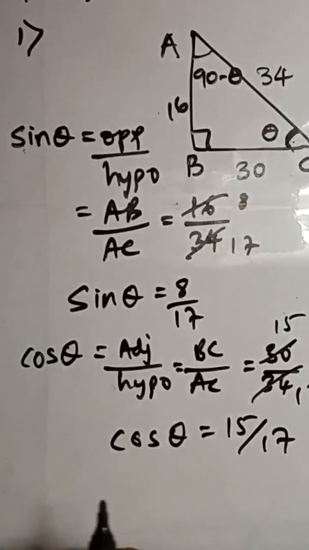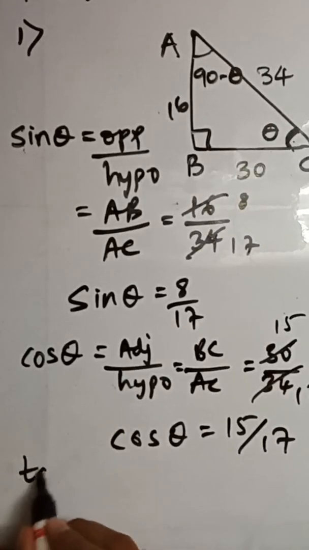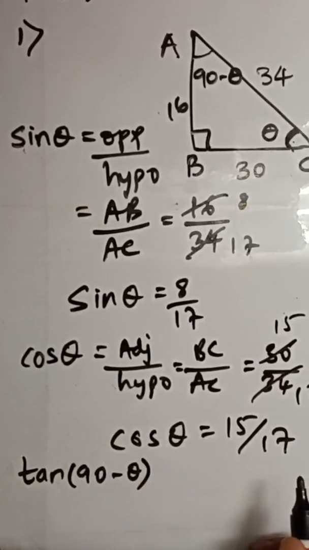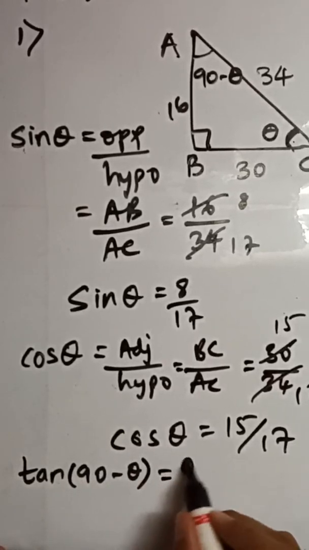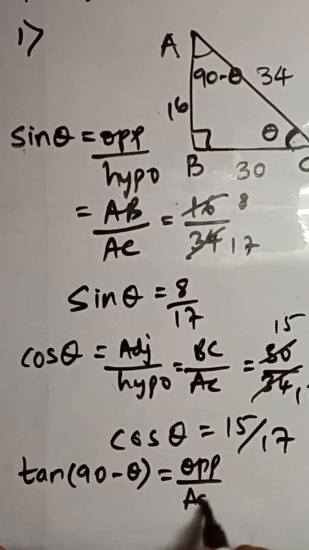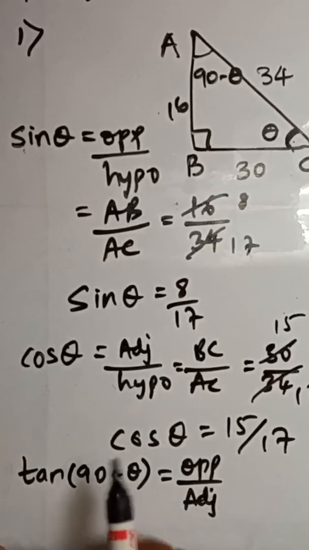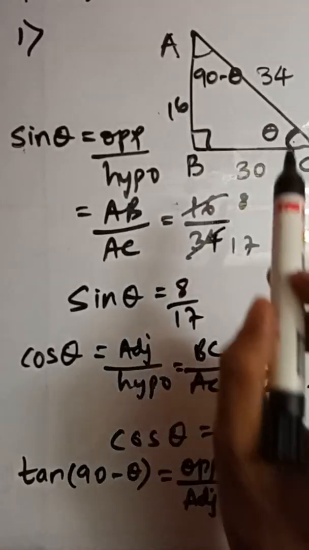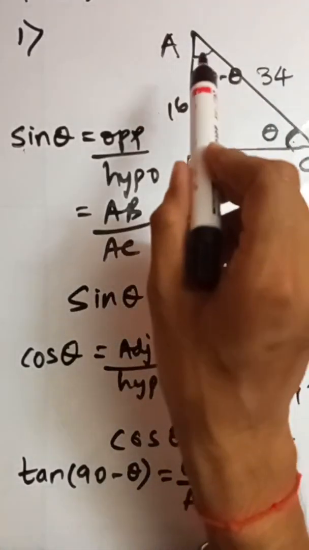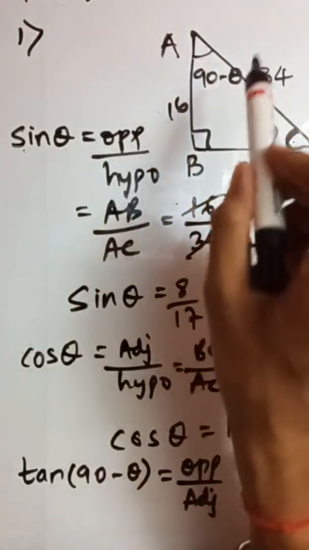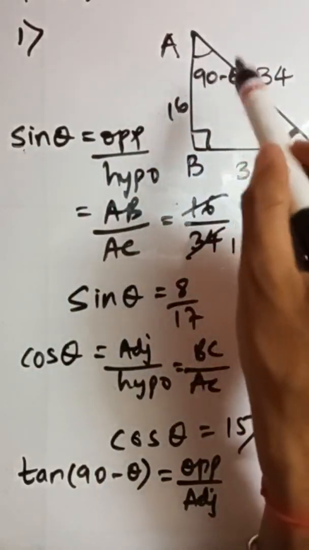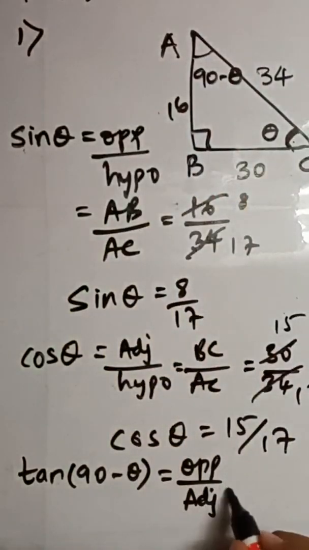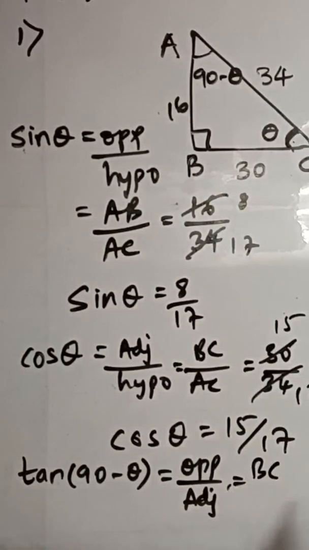The third one is tan 90 minus theta. What is the formula for tan? Formula for tan is opposite upon adjacent. Okay, but this time the angle is 90 minus theta. 90 minus theta means I will not use this angle. I'll have to use this angle. So which side is opposite this angle, 90 minus theta? BC. So opposite will be BC.